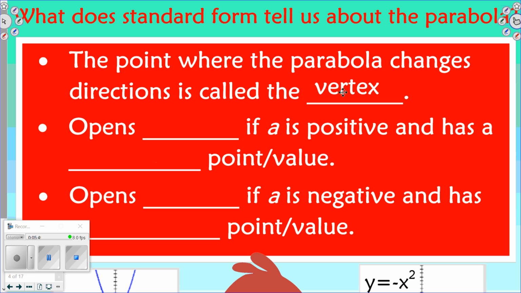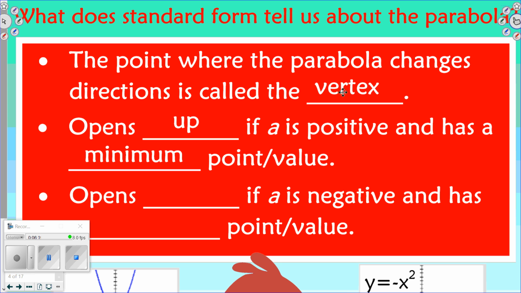All right, it opens which direction if A is positive? Think about what's positive. Up, right? It opens up if your A value is positive. So meaning opens up, that would be where it's like going down and then back up again, right? Because it's opening upwards, and has a blank point value. It has a minimum, right? The vertex, think about if it's opening up.